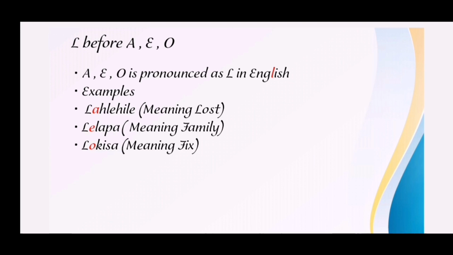So these are words that start with an L, but now they are followed by the vowels A, E, and O. Whenever a word has L and the next letter is either an A, E, or an O, that means the letter L is going to be pronounced as in English, as in L.